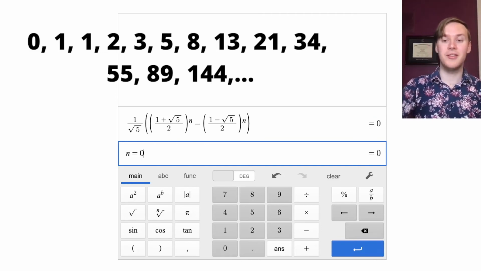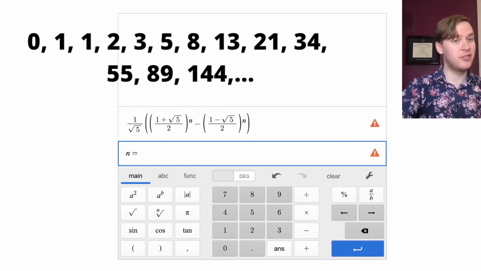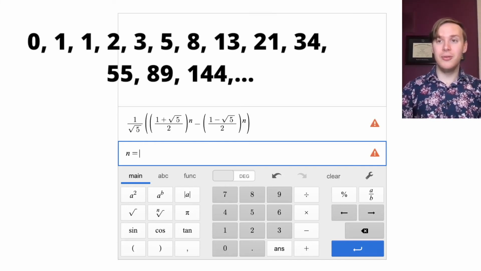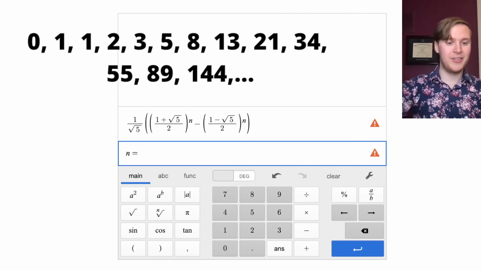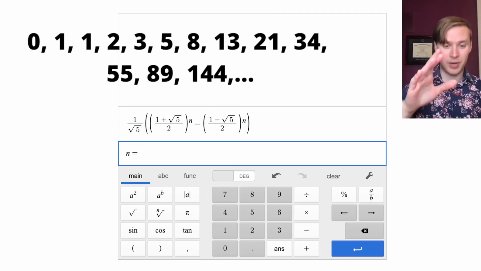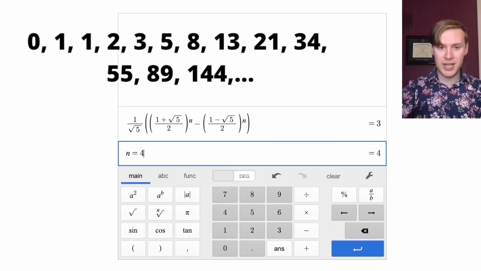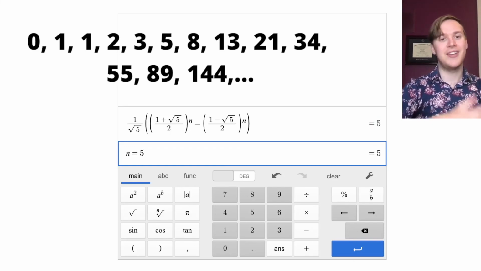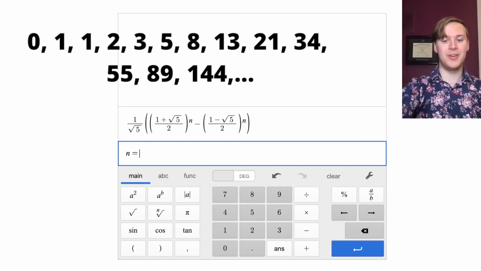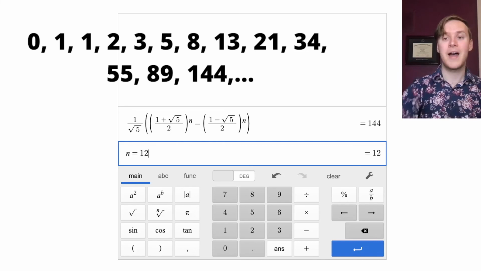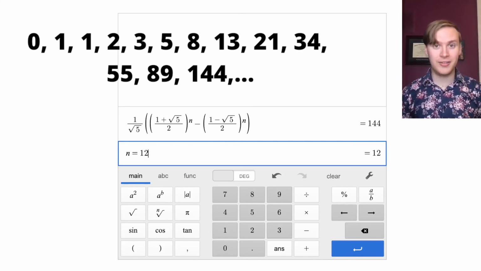I put in 0. What do you know, folks? I get 0. I put in 1. I should get 1 because that's the first term. What do you know? I get 1. When I put in 2, the second term of the sequence is 1. So I should get 1. And I do. When I put in 3, I should get 2. And I do get 2. When I put in 4, I should get 3. We get 3. When I put in 5, I should get 5, just like that. When I put in 6, I should get 8. And I do get 8. When I put in 7, I should get 13. The 12th term, I should get 144. Watch this. I get 144. This works. This formula works.